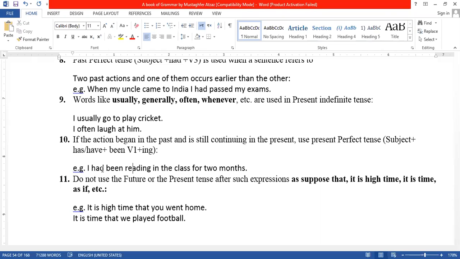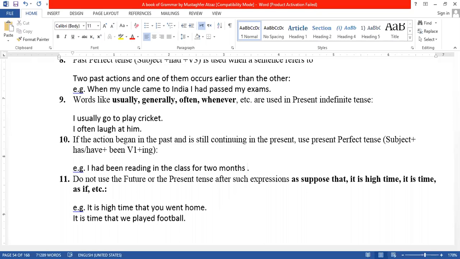Let me tell you, just like the previous rule where I told you people cannot use had plus third form in isolation unless we have another past tense, the same is the case here. You cannot use had been with a time period unless you have another past tense extending this clause and making a longer sentence. Got my point? I had been reading in the class for 2 months. Now I am compelled to extend another clause at the tail of this sentence.